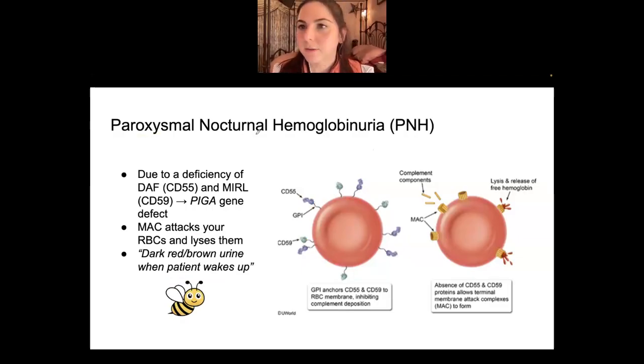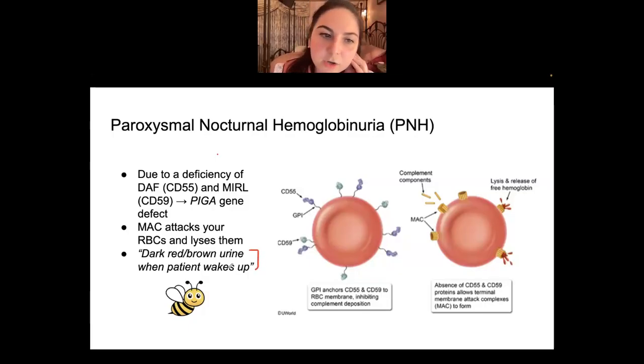Okay, so basically it is a gene defect. There's a gene called the PIGA gene. That's what codes for CD55 and CD59. So this is genetic. And this is when MAC and other complement proteins attack your red cells and lyse them open.